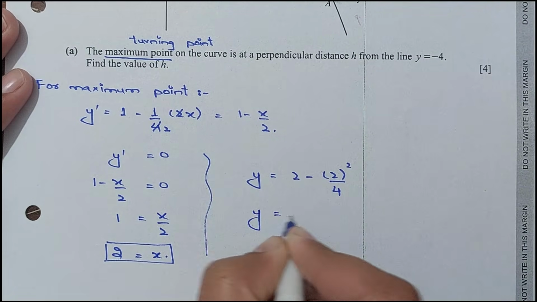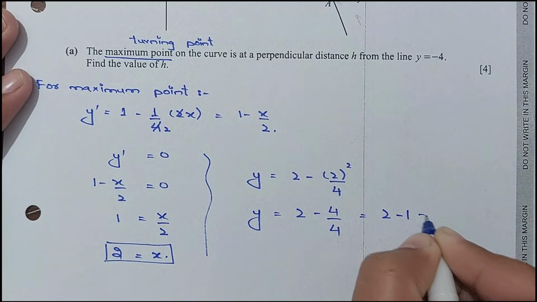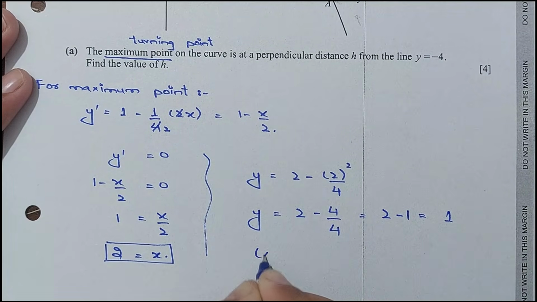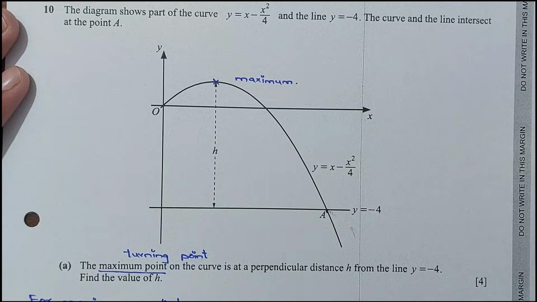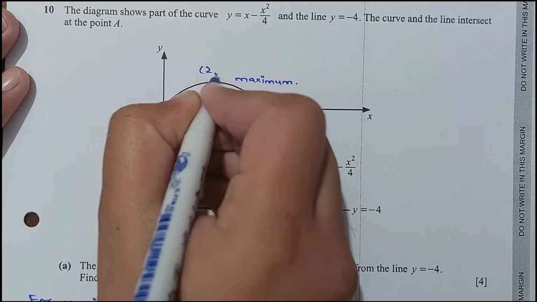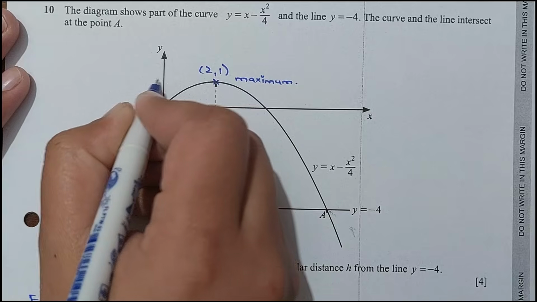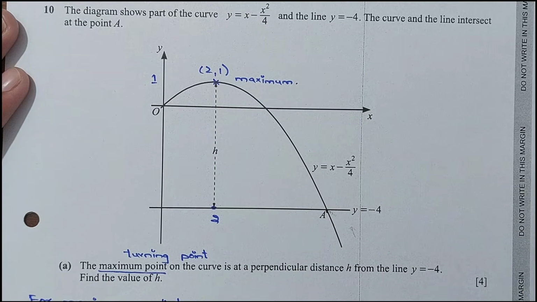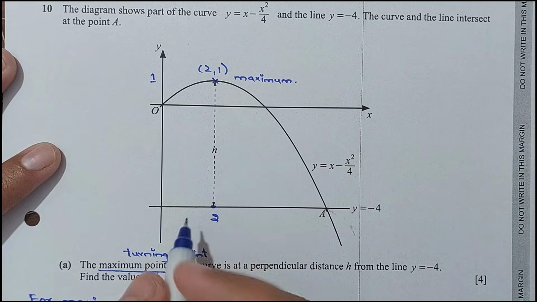So y would be equal to 2 minus 4 by 4, which is 2 minus 1, which is equal to 1. So we can say the maximum coordinates are 2 and 1. So the x coordinate is 2 and the y coordinate is 1. So here x is equal to 2 and here y is equal to 1. All right. Now the question is, we have to find the perpendicular distance, right?